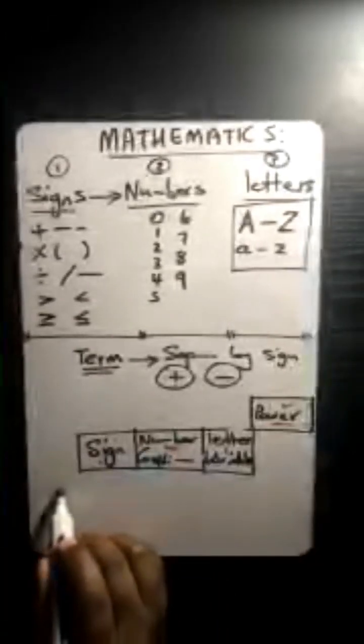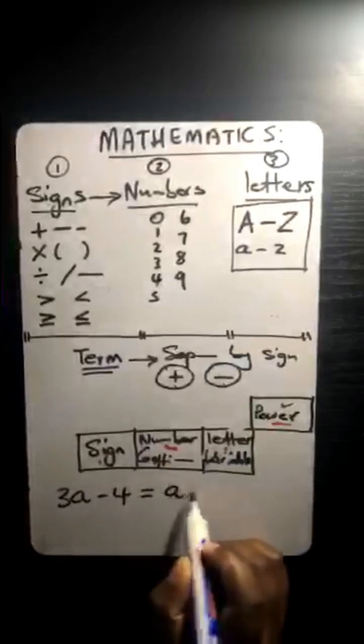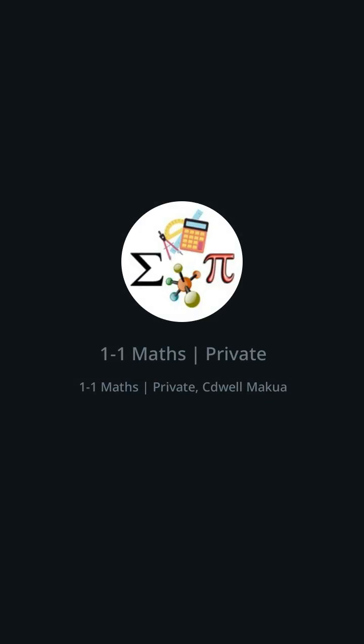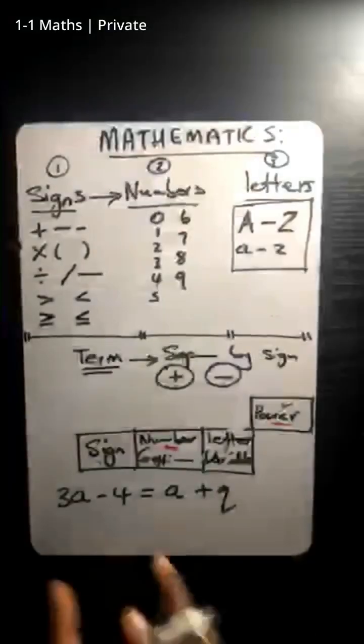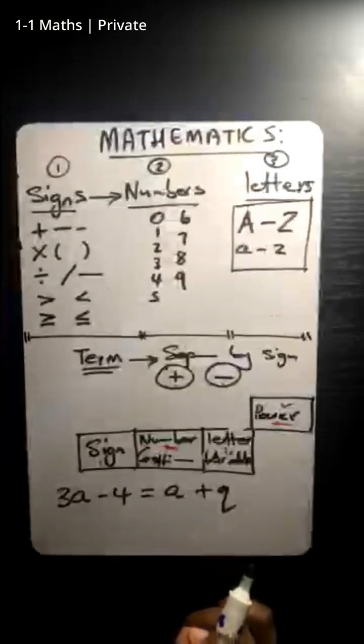Lastly, let's do this. Let's say we have 3a minus 4 equals a plus q. On the left side of that equal sign, I'm not sure if you want to guess how many terms we are having there.